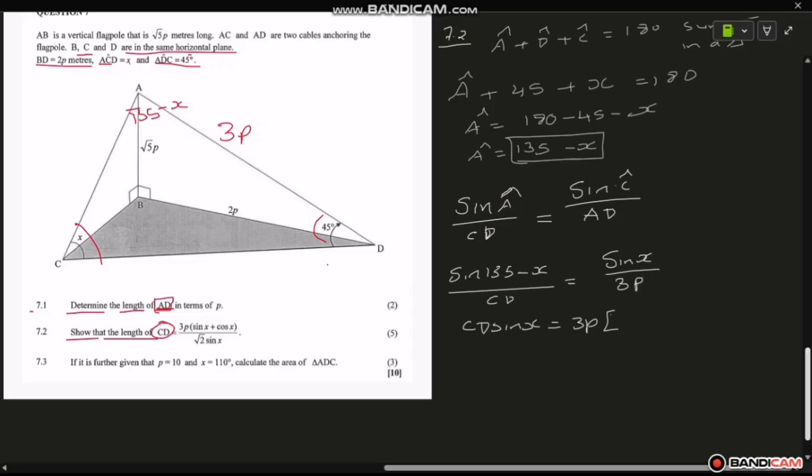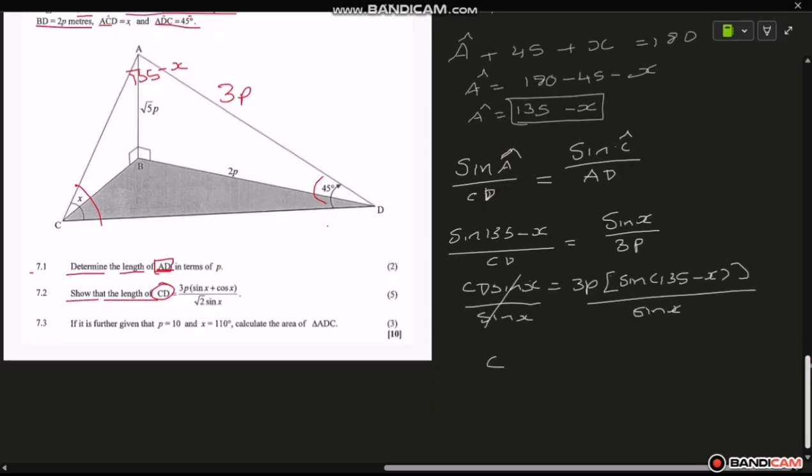Why am I actually writing 3p inside here? Because it must be sine 135 minus x close bracket. Therefore, let's make CD the subject of the formula. We're going to divide both sides by sine x, so that CD will be the subject of the formula. These ones, they cancel. Therefore, we are left with CD equal to 3p, sorry, 3p open bracket sine(135 minus x) close bracket over sine x.